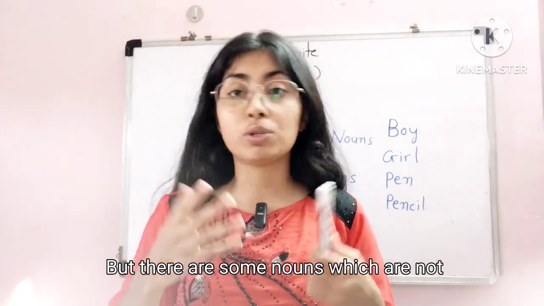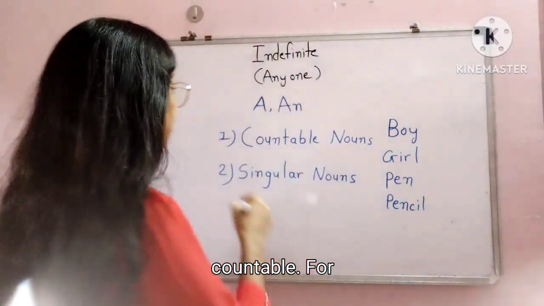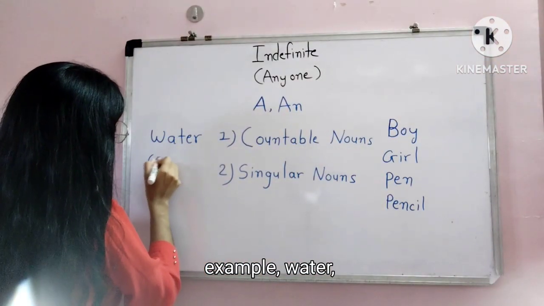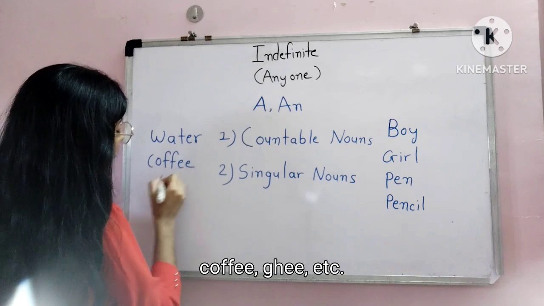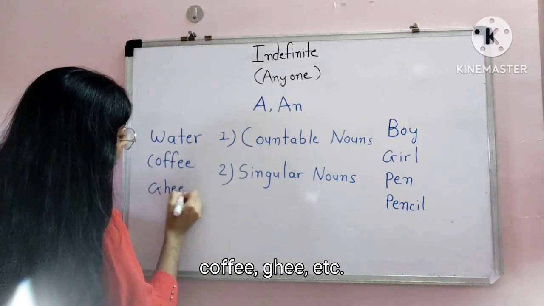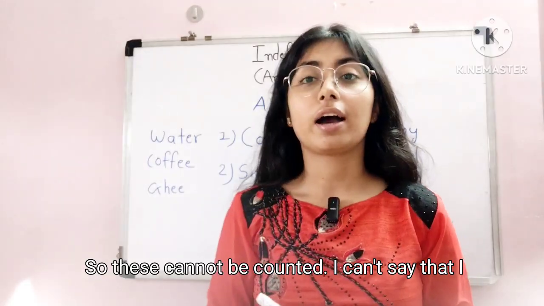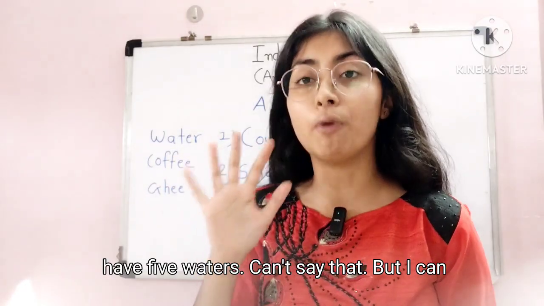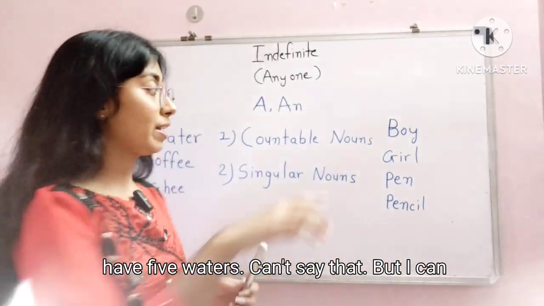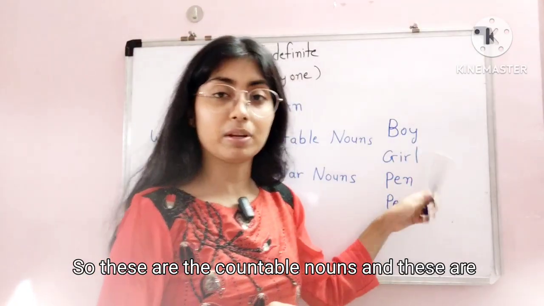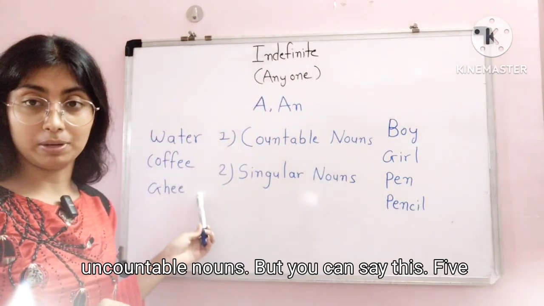But there are some nouns which are not countable. For example, water, coffee, ghee, etc. So these cannot be counted. I can't say that I have 5 waters. Can't say that. But I can say 5 boys, 5 girls, right? So these are the countable nouns and these are uncountable nouns.